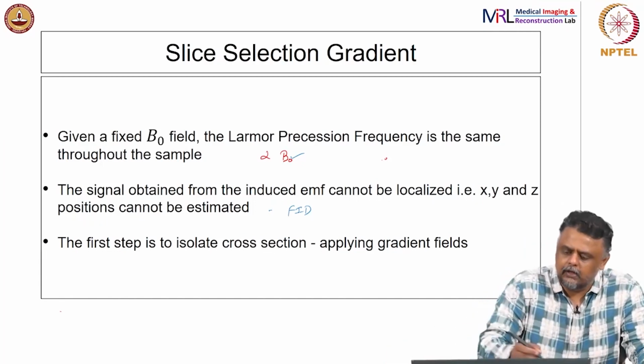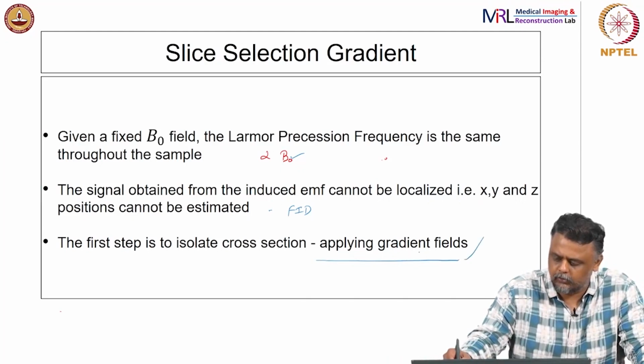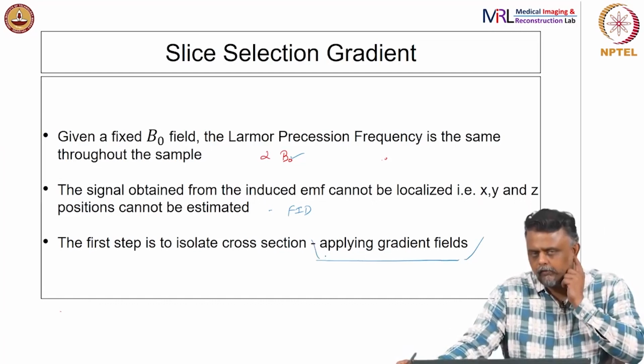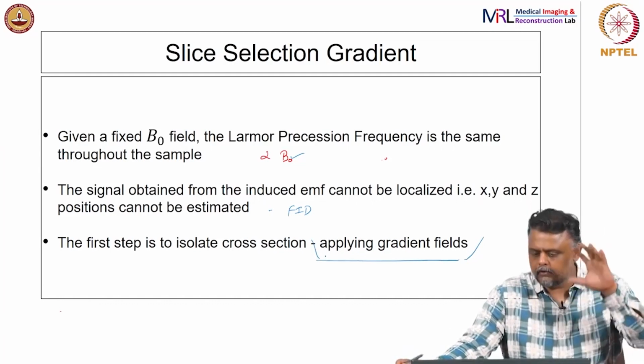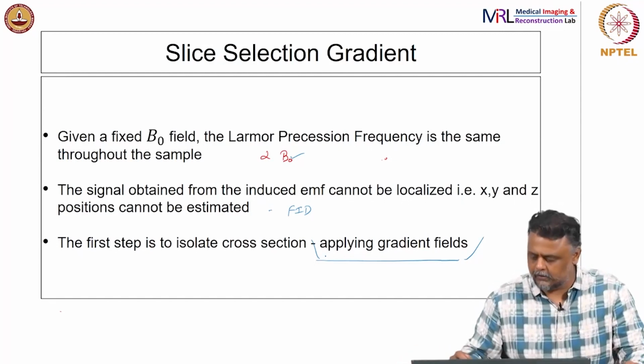So, the first step is to isolate the cross section by applying gradient fields. This is what we want to do. This is where the gradient coils come in, right. We know what the RF coil does, and this is where the gradient coils help to localize X, Y and Z positions. We will see how it is done. Okay.